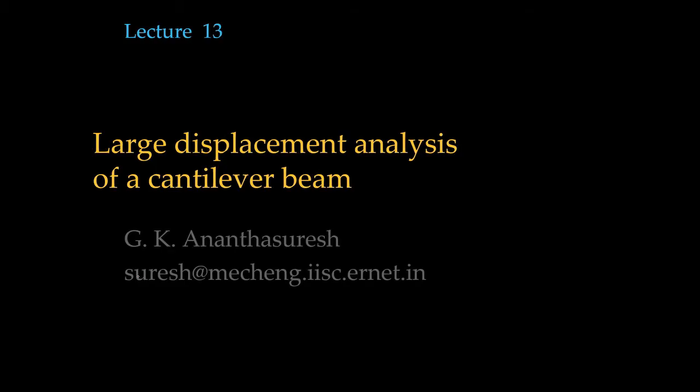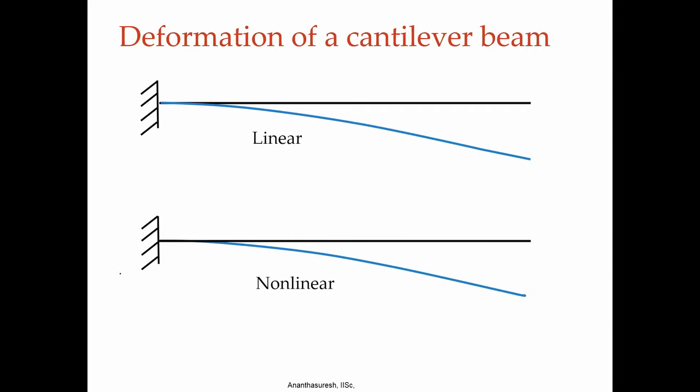So, let us begin by looking at a cantilever beam and how it behaves when it undergoes large displacements under very large transverse loads. We had seen this picture in the last lecture, where someone shows a cantilever beam deformation when there is a transverse load at the free end. How does it deform? We have shown both linear and nonlinear. How do we tell them apart?